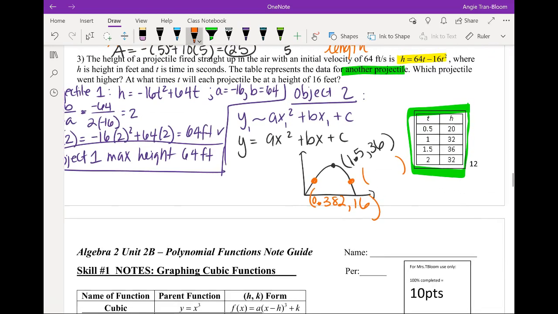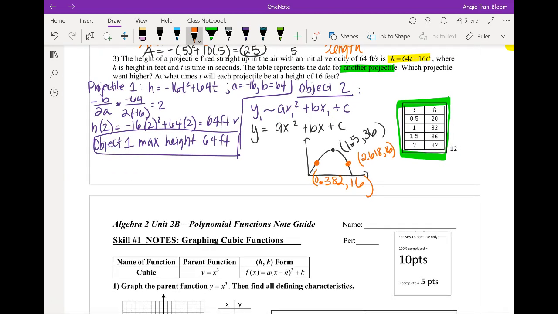Notice how for object 2, no work needed. 2 point what? 2.618. Thank you. Comma 16. So the object will be at 16 feet at two time locations. Object 2 will be at 16 feet, because it's asking, at 0.382 seconds and 2.618 seconds, according to the two students that gave me those ordered pairs. Yes or no?